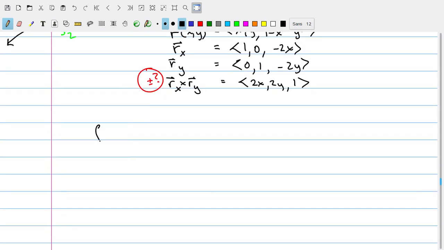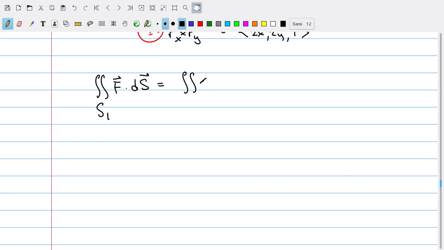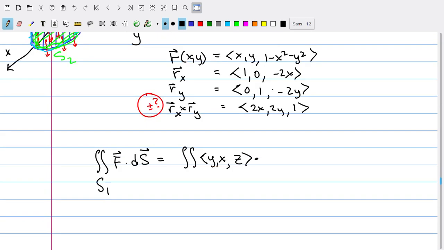So that means the double integral over S1 of f dot dS vector is going to be equal to the integral of my vector field, f, which was, again, y, x, z in this particular problem, dotted with my Rx cross Ry vector, 2x, 2y, 1, dA, and I'm going to integrate it over the domain that I'm considering.